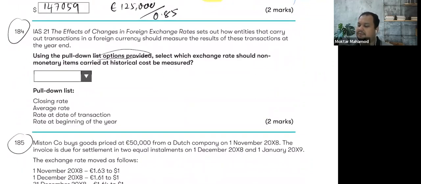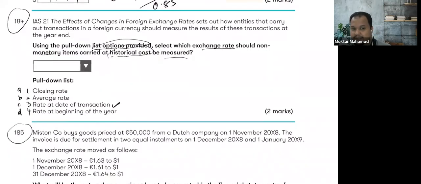Using the pull down list option provided, select which exchange rate should a non-monetary item carried at historical cost be measured. 1, 2, 3, 4, A, B, C, D. Which one? 3, C. Yes, all option number 3. Rate at the date of transaction, correct. So it will be the spot rate at the date of the transaction, because a non-monetary item is not going to be remeasured. So that is correct.